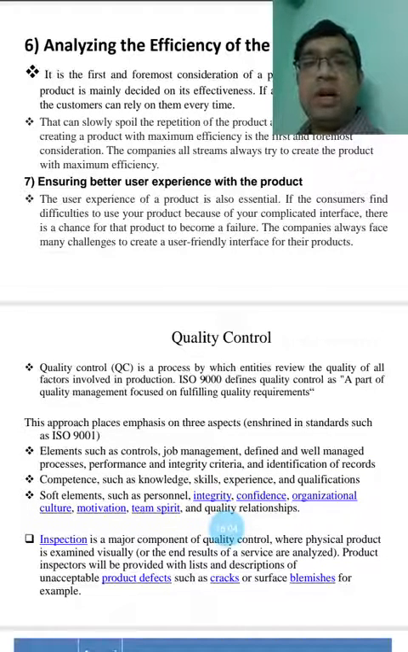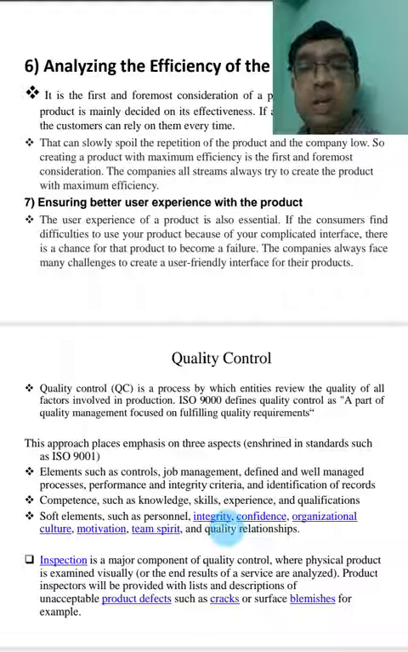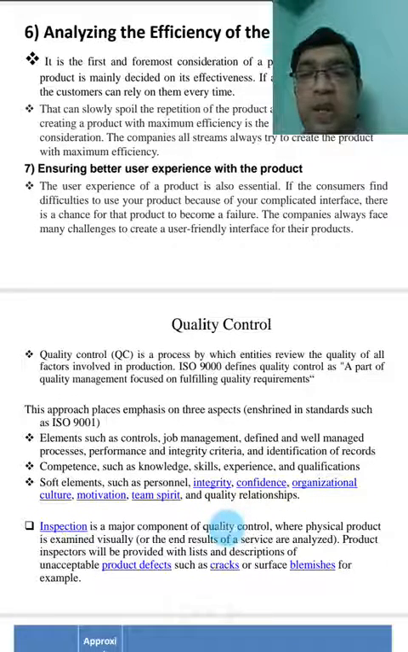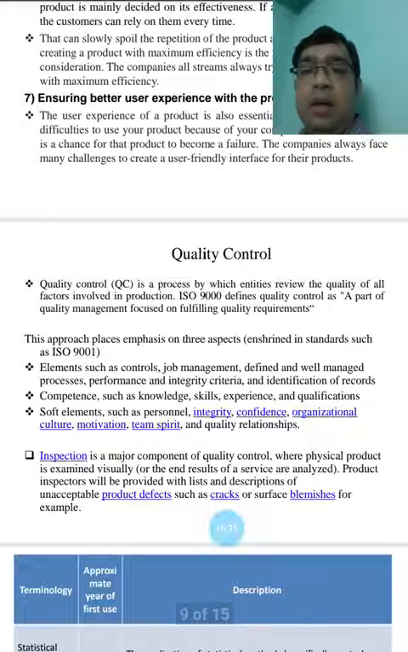These two persons use different parameters, and in between these two, that means a phone that combines the keypad as well as the smart features, will be very user friendly, and the product will have maximum efficiency. The companies always face many challenges to create a user friendly interface for their product, and again this will be better for the product to survive in our production industry.